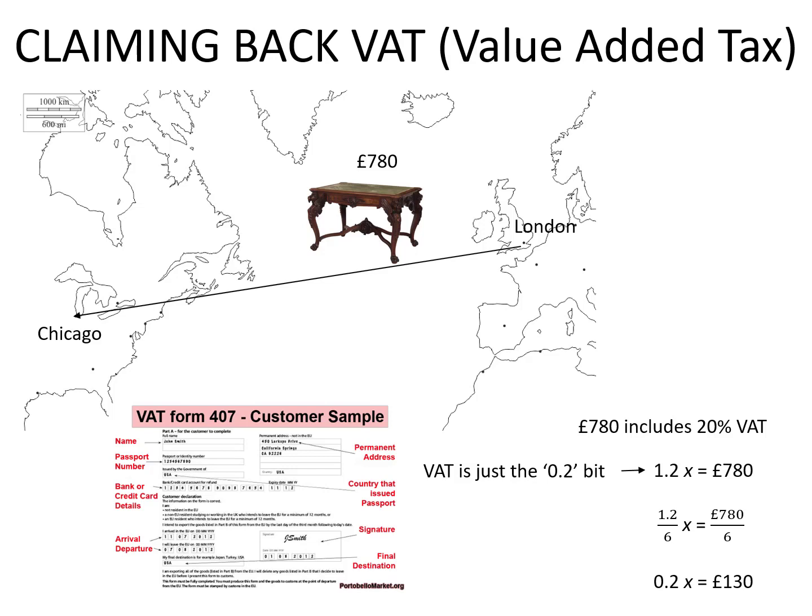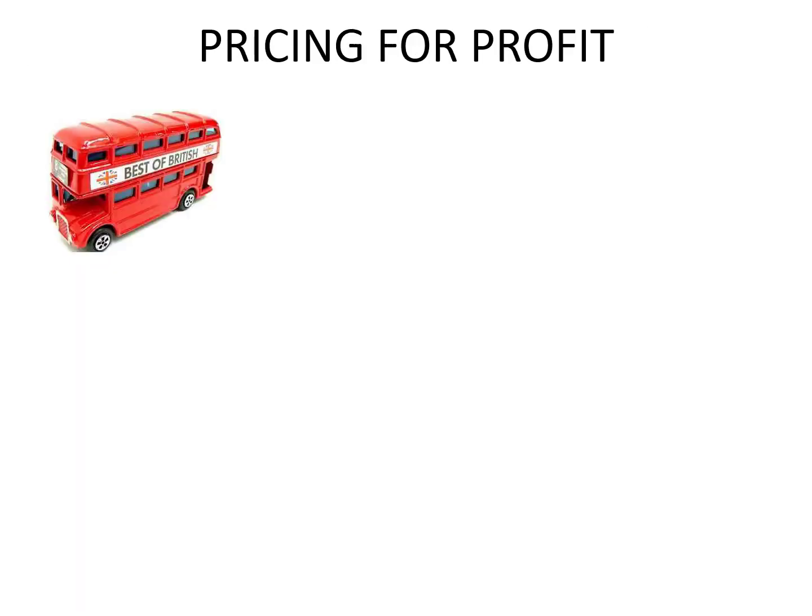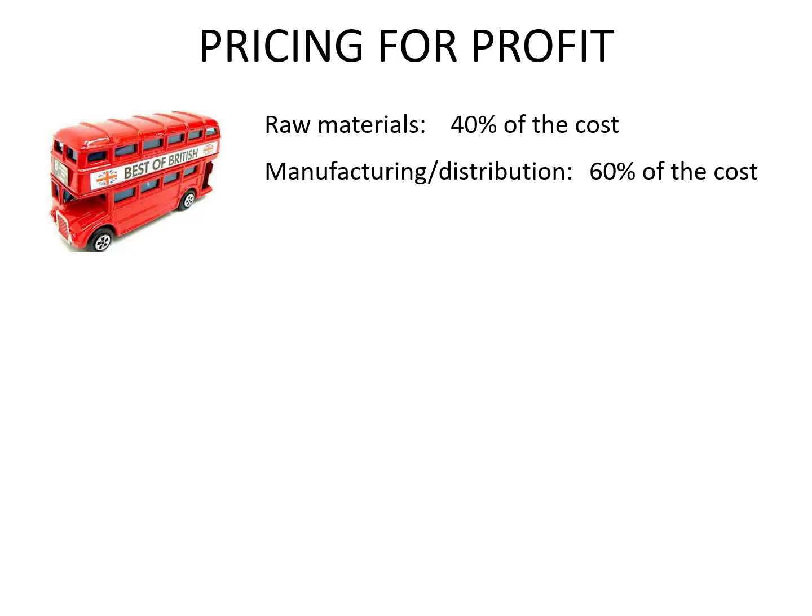Now let's look at a slightly more complicated situation. Let's look at how you price an item for profit. Here is a traditional British toy, available at good souvenir shops everywhere. And this particular toy has certain costs associated with it for the manufacturer. I've broken these in two. The raw materials, the paint, the metal, the wheels, the plastic, are 40% of the cost, and the manufacturing and distribution costs account for the other 60%. 100% in all. And of course, on top of these costs, the manufacturer wants to make a profit, in this case of 25%.